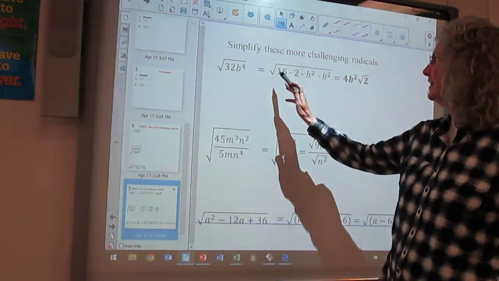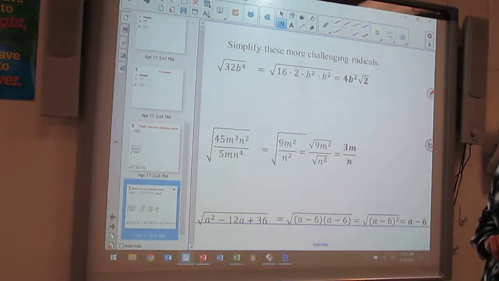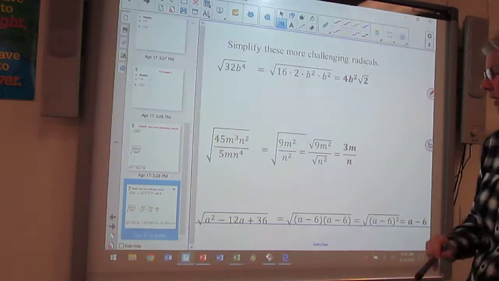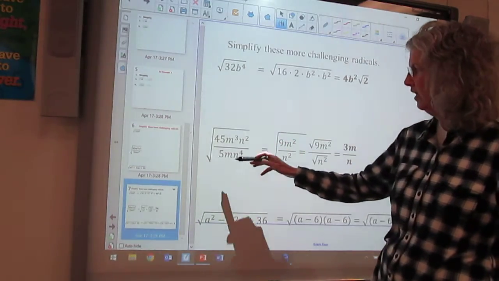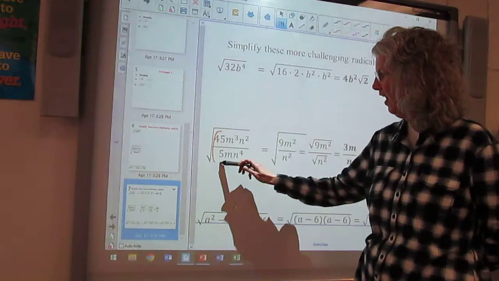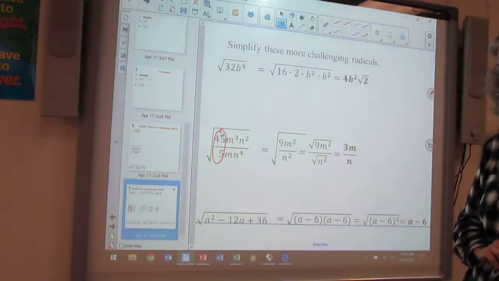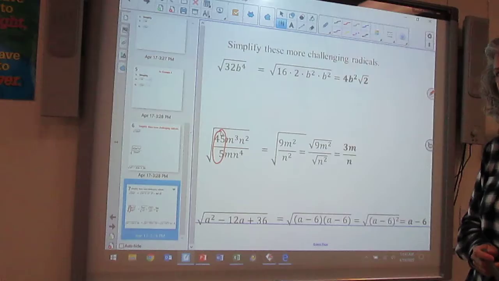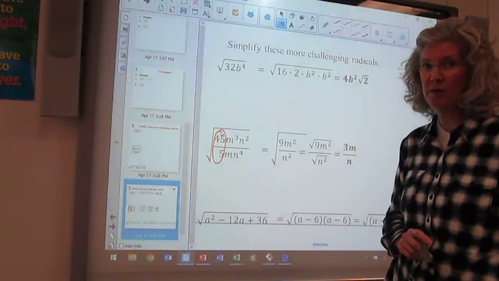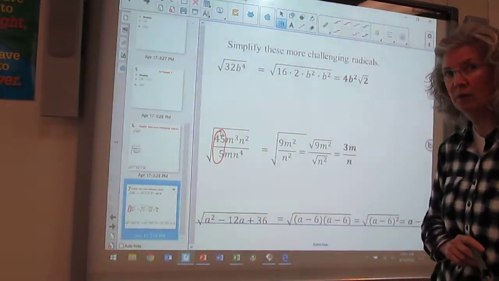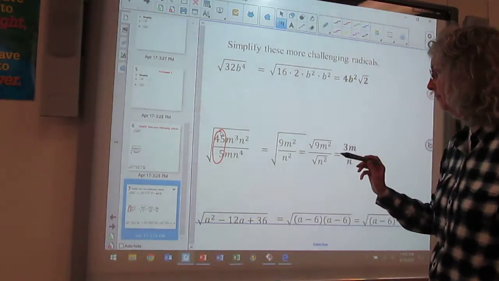32b to the 4th: 16 times 2b squared times b squared equals 4b squared times the square root of 2. This one, we're going to take the 45 over 5, since neither of them are perfect squares, but the quotient of it is, in that case, we're going to divide them. Sometimes you don't. Sometimes one or two of the numbers may be a perfect square when you have a quotient, in which case you would not divide them.